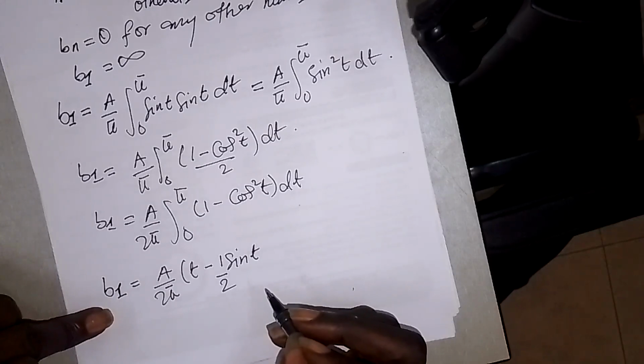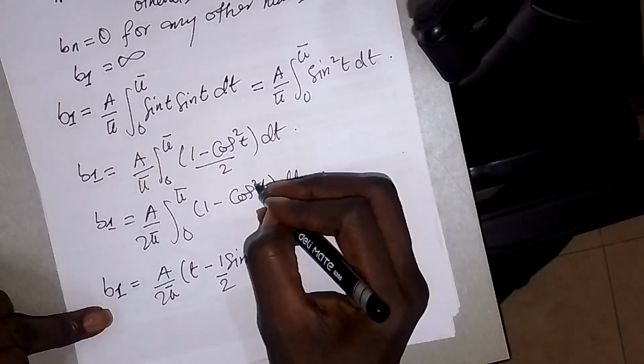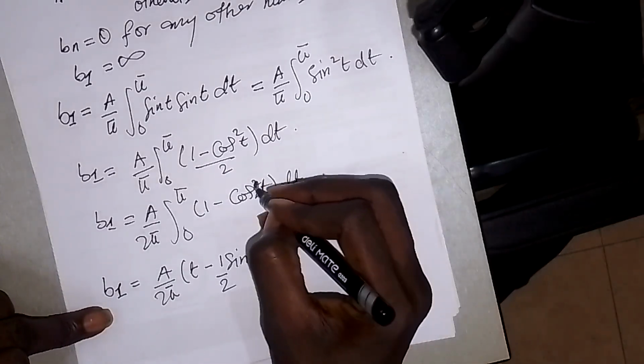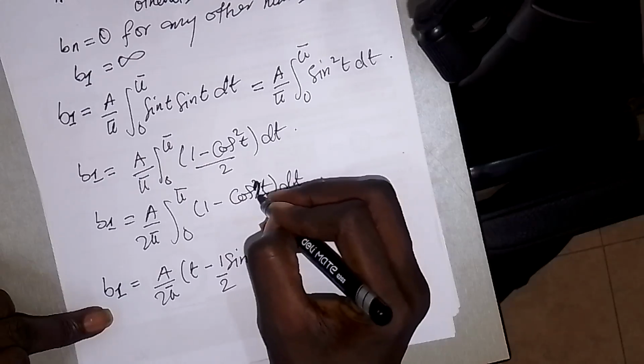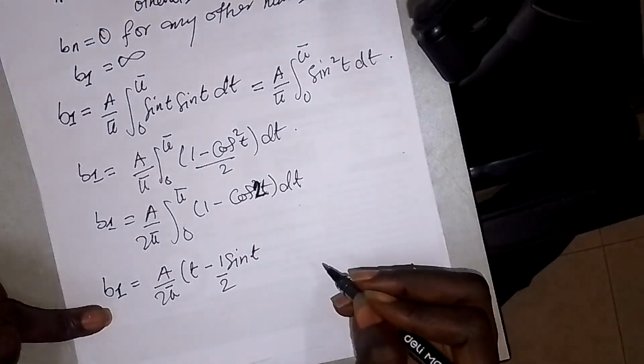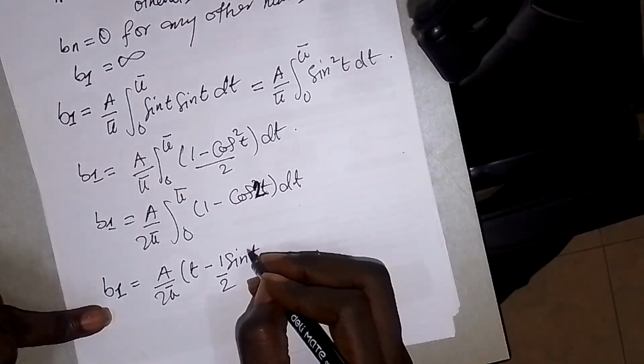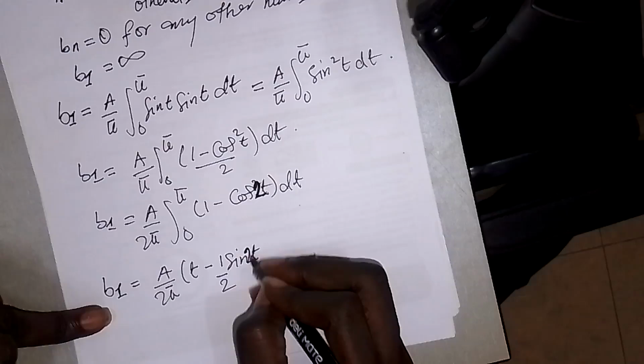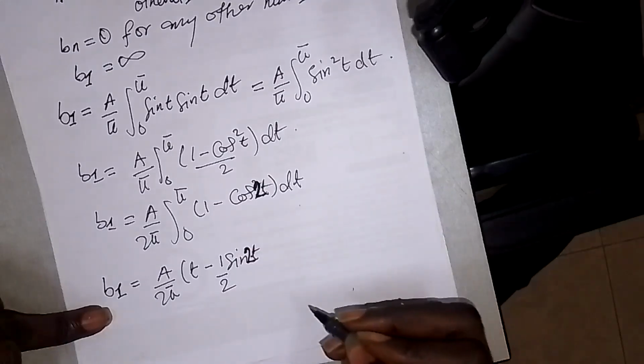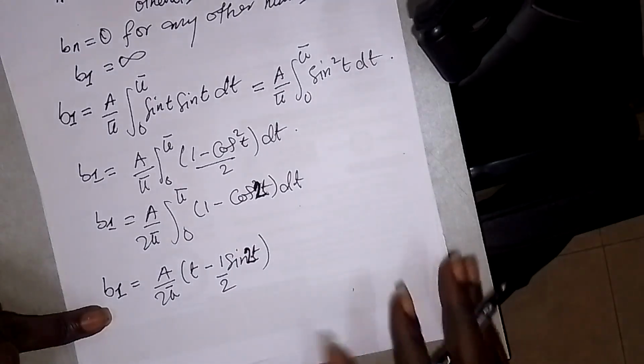We have made a little mistake here. Please, this place is not squared, it's 2t. So sorry. If that place is 2t, then here it also becomes 2t, so sine 2t. This is what I'm going to get.